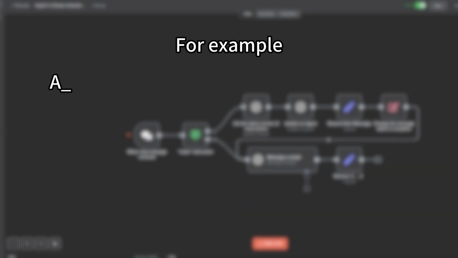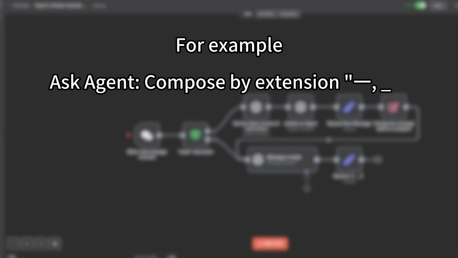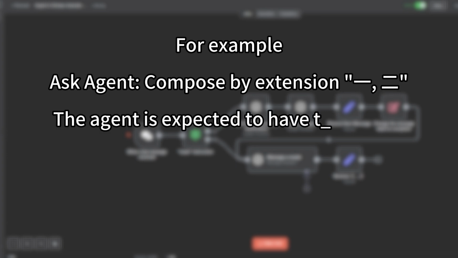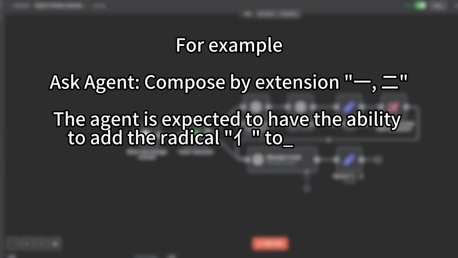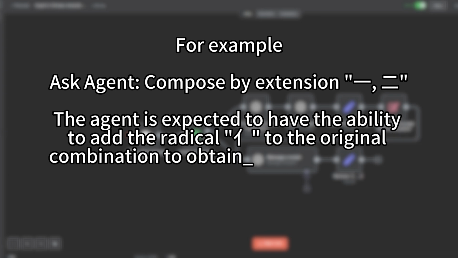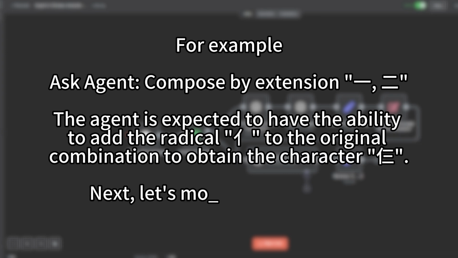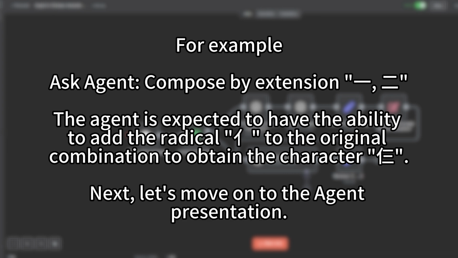For example, .ask agent, composed by extension 1, 2. The agent is expected to have the ability to add the radical ren to the original combination to obtain the character sa. Next, let's move on to the agent presentation.